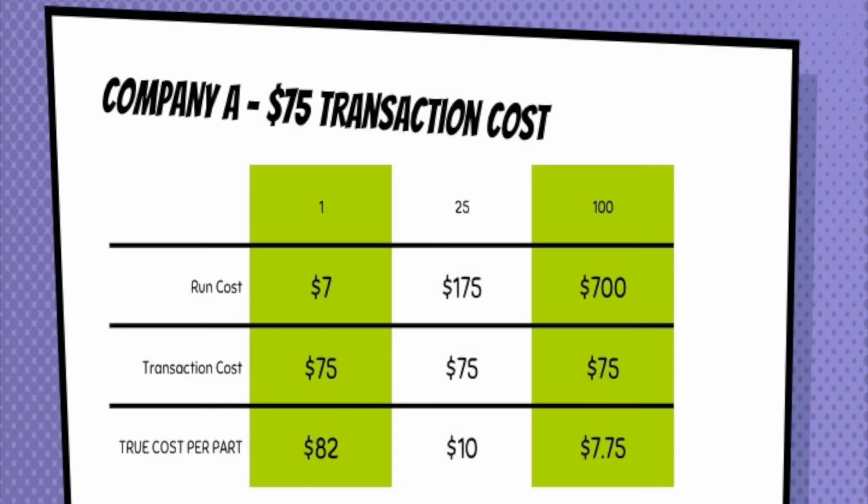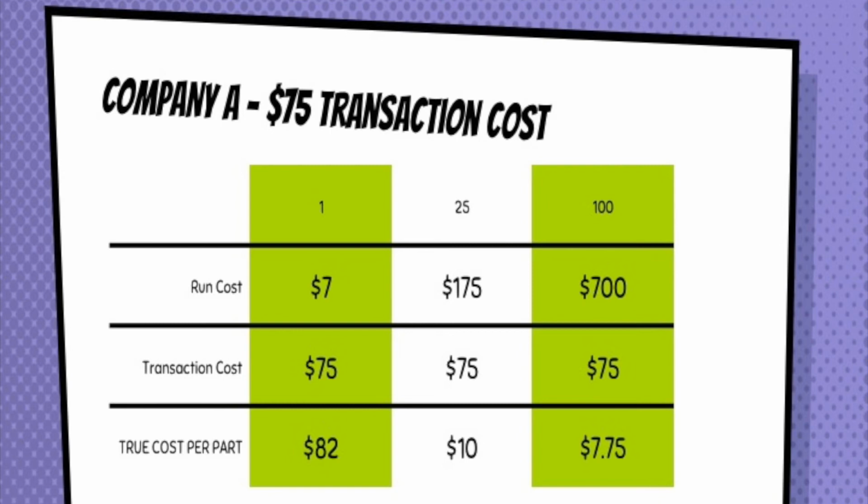Every time an order comes into company A, it has to be manually entered into their system. The file has to be inspected and, if necessary, repaired. A production manager tracks its progress throughout the shop. Finishing is a manual and time-consuming process. When the product is ready for shipping, data gets entered again. All of this adds up, creating that transaction cost of $75.